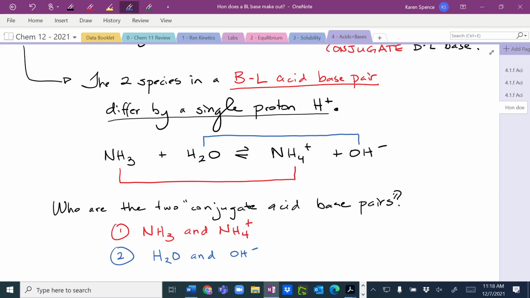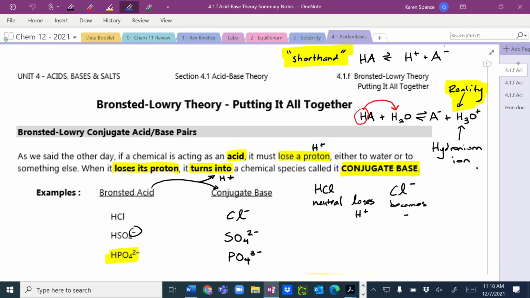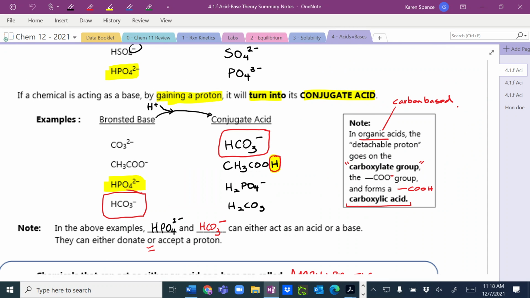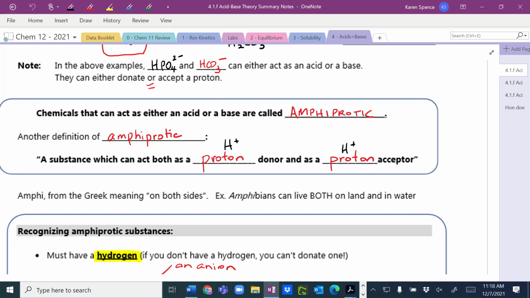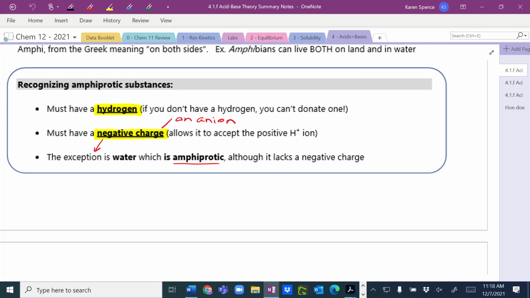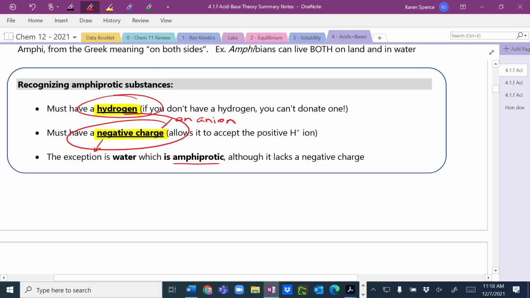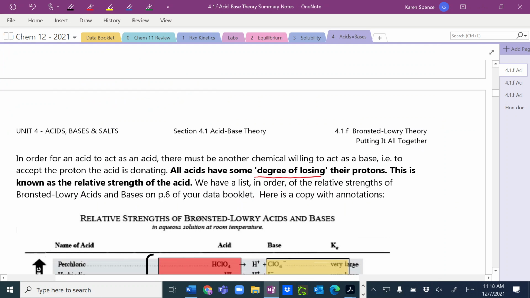So back to, oh, there we go. Okay, and we were talking about amphiprotic substances last time. Remember, amphiprotic substances have to have a hydrogen in order to be able to donate a proton, and they must also have a negative charge to be able to accept a proton. The only exception where they don't have a negative charge is water. Water is always amphiprotic. Okay.